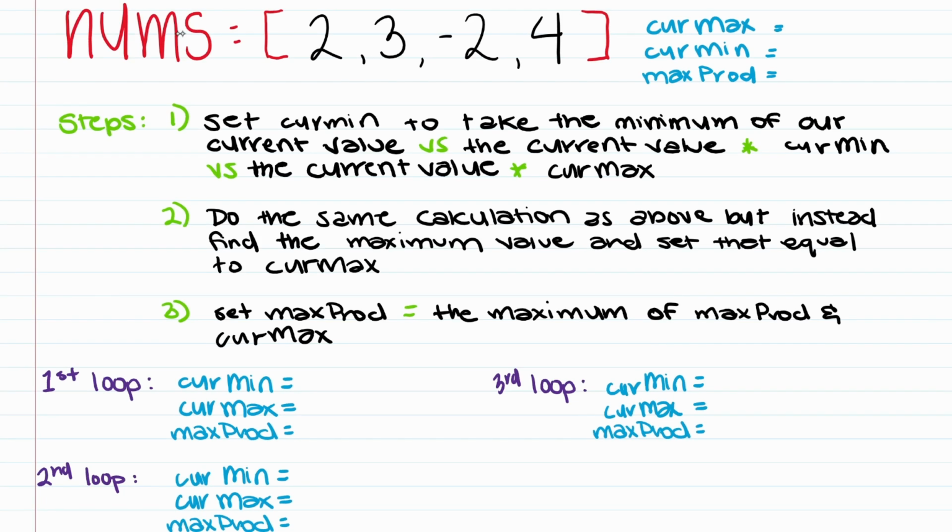Right here, we have the nums array, which is the same as we had above in our example, and that's the array that we're going to go through. And we have these 3 variables: current max, current min, and max product, which I just shortened to max prod. At the start, we're going to set them all to this first value, which is 2.